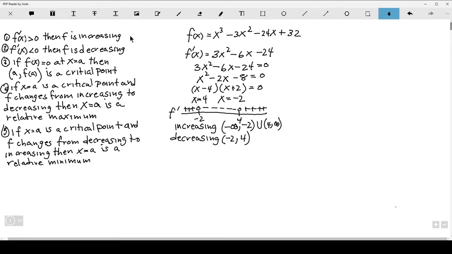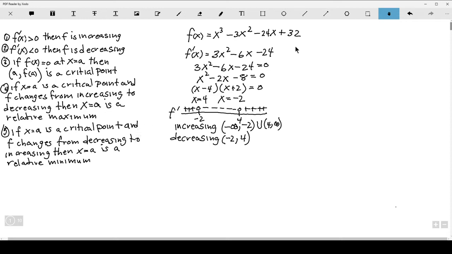The first was that when the first derivative is positive, the function is increasing. When the first derivative is negative, the function is decreasing. If the first derivative equals 0, then that point is called a critical point. If you're at a critical point and the function changes from increasing to decreasing, then that critical point is a relative maximum point. And if you're at a critical point and the function changes from decreasing to increasing, then that critical point is a relative minimum point.